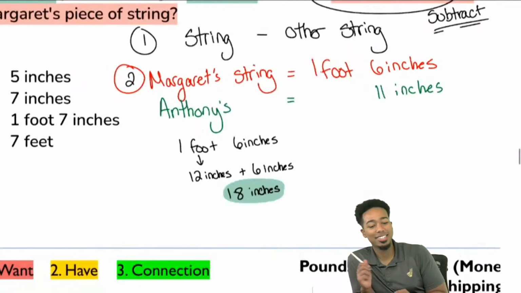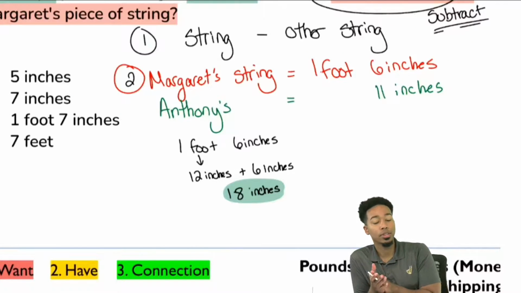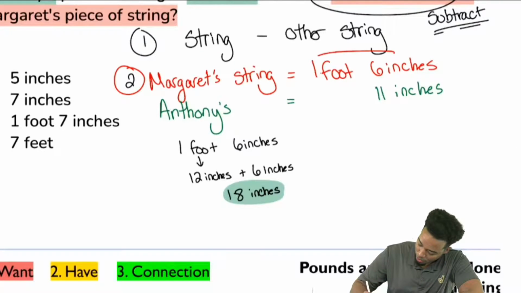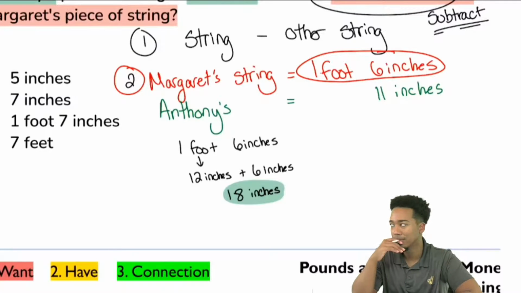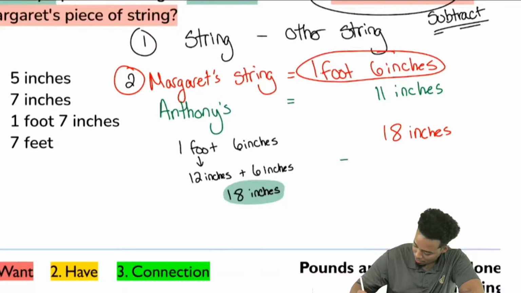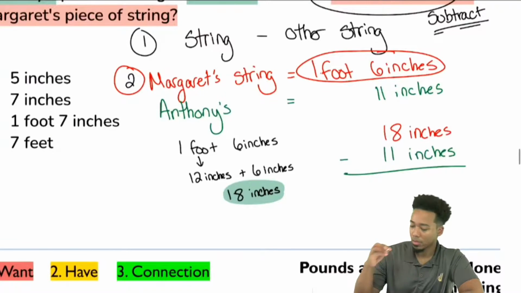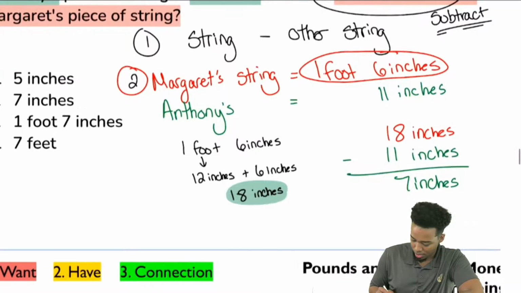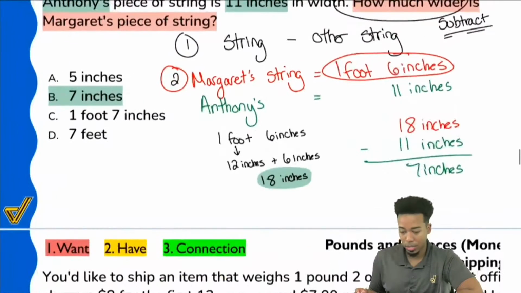So here we go. We have 18 inches there. All I did at this point was turn the 1 foot 6 inches into just inches. So my party people, let me write that down again. 1 foot 6 inches. How many inches is that again? 18. Perfect. So we have 18 inches minus 11 inches. What's that going to be? 7 inches. And that will be B. 7 inches in that case.